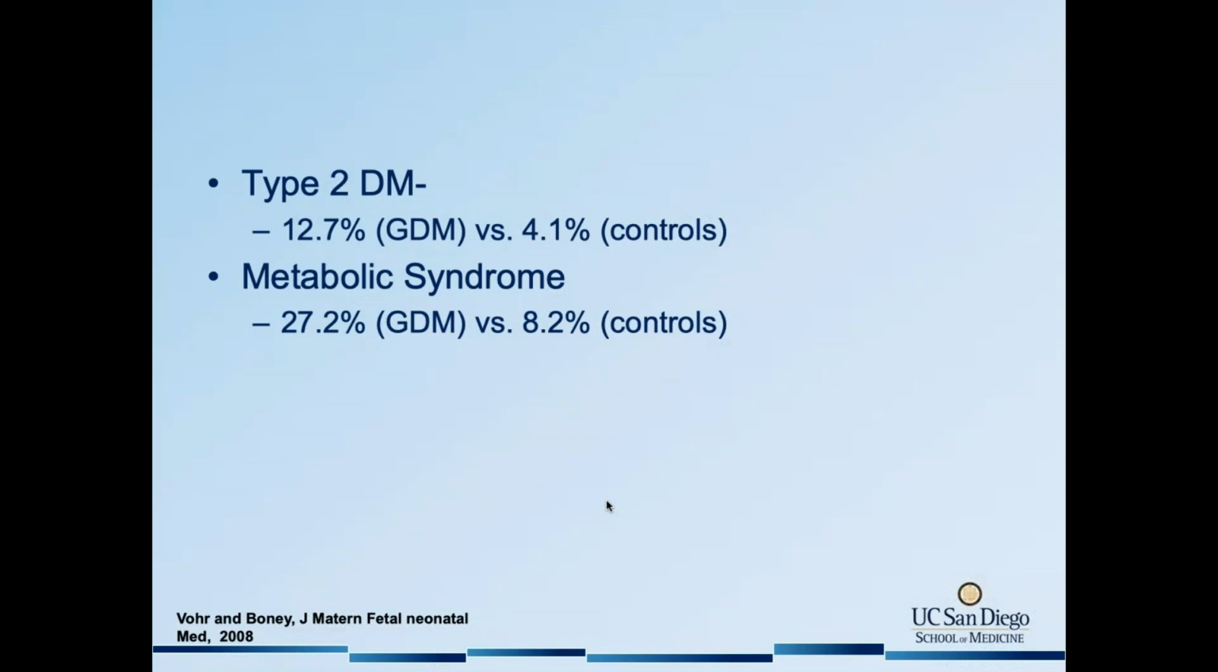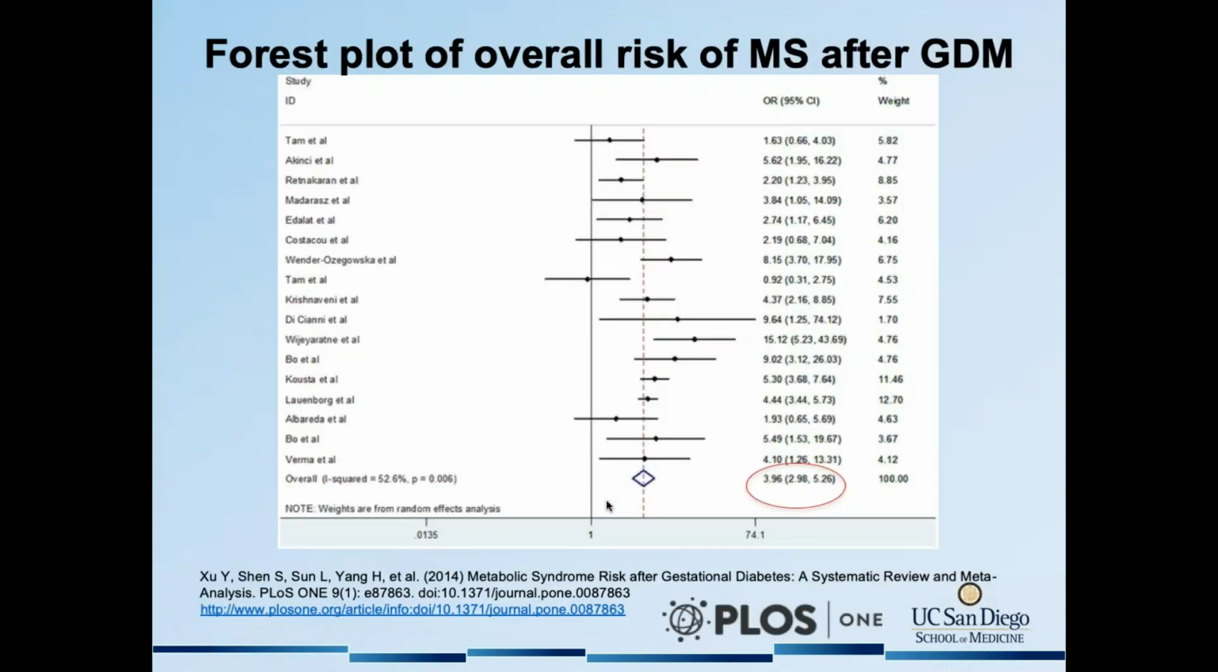Looking at the development of type 2 diabetes in this cohort, they found that if you had ever had gestational diabetes, the rate of type 2 diabetes was 13% versus 4% in controls, and metabolic syndrome was 27% in those mothers who had experienced GDM versus 8% in the controls. So again, there are some long-term maternal risks to being exposed to developing gestational diabetes in pregnancy.